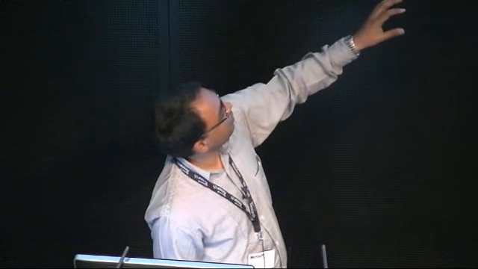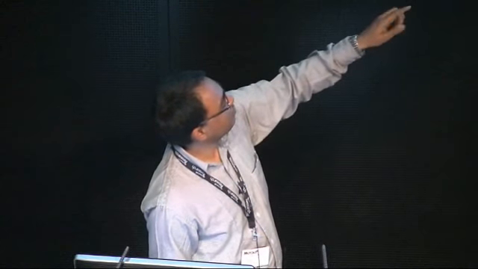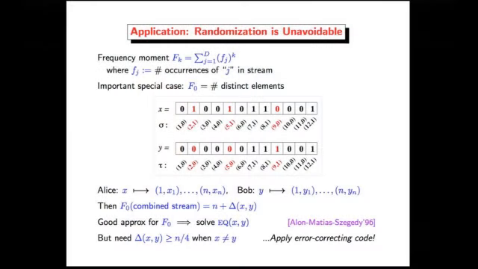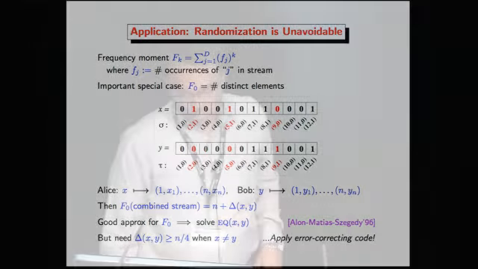Fortunately, there's an easy trick to handle this. So what we really need is to make sure that whenever x and y are not equal, somehow their Hamming distance magically is rather high, right? And I'm sure you know how to do that. You just apply an error correcting code, and that ensures this property. Okay, so this shows that if you wanted to approximate, say, the number of distinct elements, or really any frequency moment, then you need to use randomization.